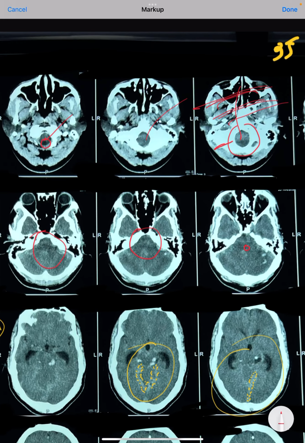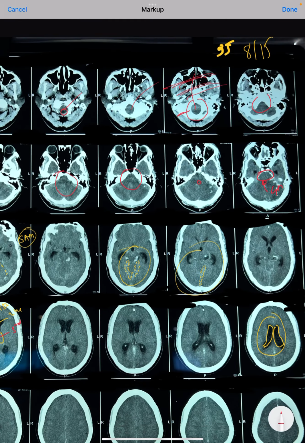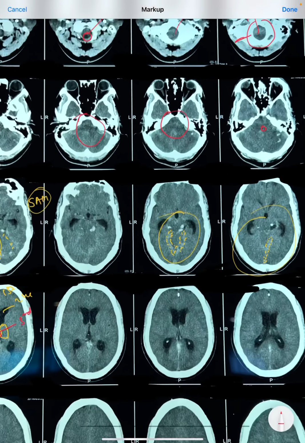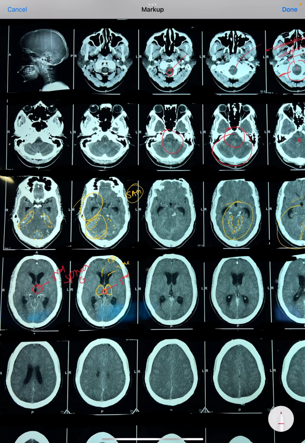Here you can see the small opening, but in so many cuts the fourth ventricle is not at all there, because of the compression, because of the cerebral edema, or because of the cerebellar edema, or because of the simple posterior circulation hemorrhage that is in the subarachnoid space.